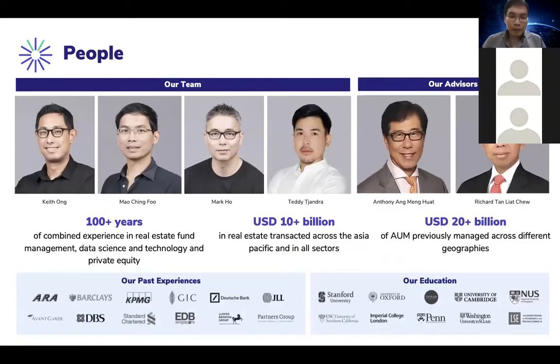So let me introduce the team. At RealVantage, we have a combined experience of close to 100 years in real estate fund management, data science, and technology. Many of us come from very reputable organizations such as GIC, ARA, Barclays Bank, and Deutsche Bank. In real estate, we have transacted more than 10 billion globally and across sectors, from residential to commercial assets. We're blessed to have two very experienced industry veterans who sit on our investment committee. They vet and approve all the deals that we put out for funding. Mr. Anthony Ang is the CEO of a Singapore-listed REIT and Singapore's ambassador to Tunisia.